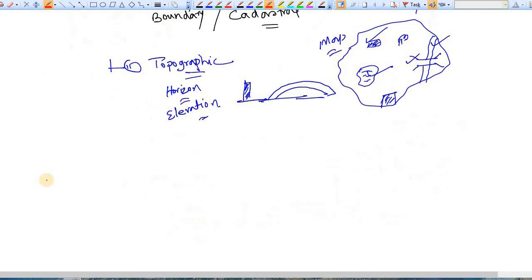Now come to the third type of survey. Let's say you have a lake and you are interested in measuring the depth of water at different intervals. To measure the depth at different intervals you need to measure this length or depth. So this is also one type of surveying, and this type of surveying is known as hydrographic surveying.